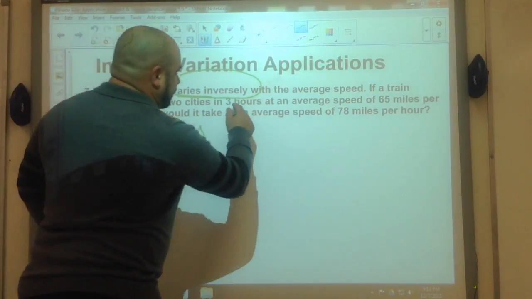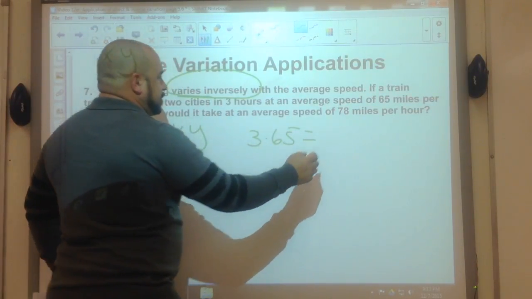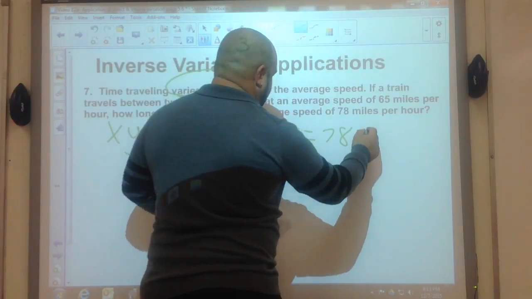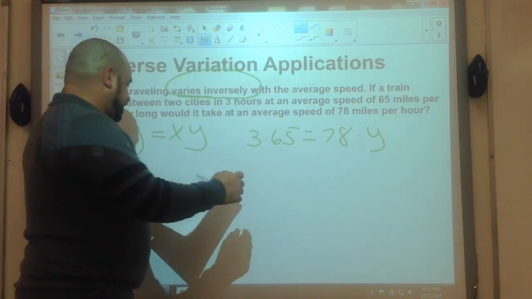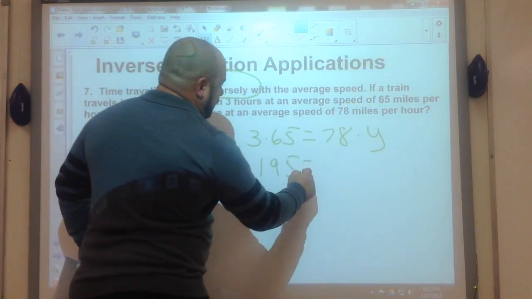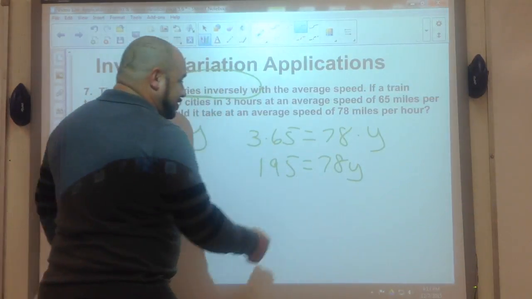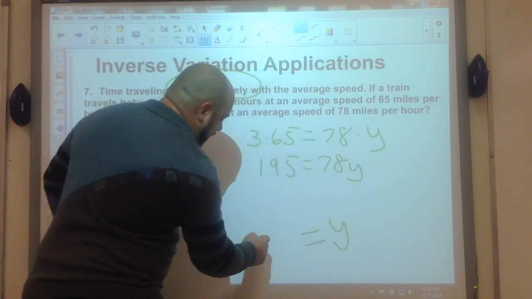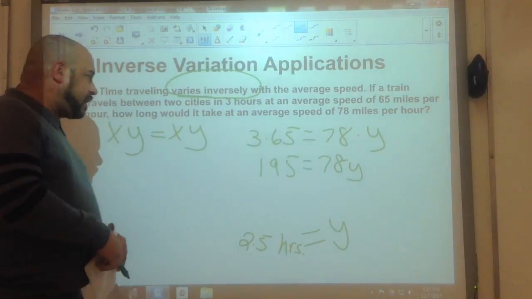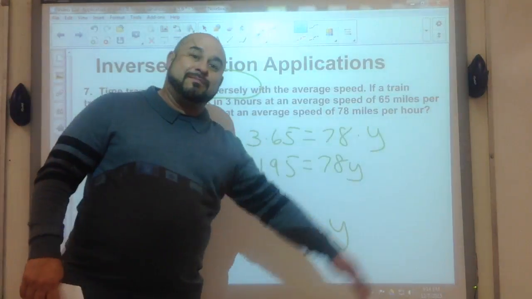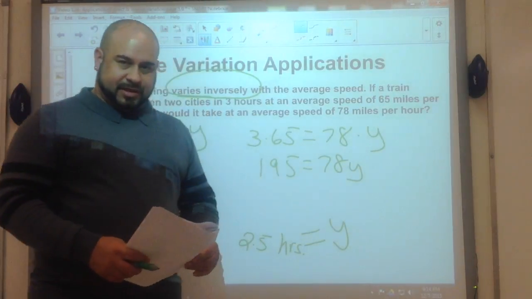Okay, so let's set it up. 3 times 65 equals 78 times y. Now let's multiply. 3 times 65 is 195, and 78 times y is 78y. Divide both sides by 78, and you get y equals 2.5. Which means if the train goes at an average speed of 78 miles per hour, it only takes 2.5 hours to get between the two cities.